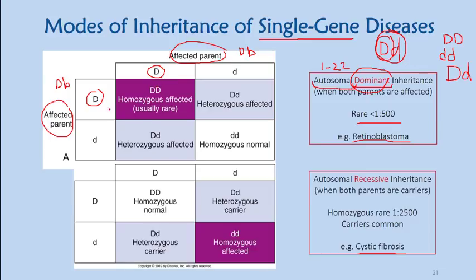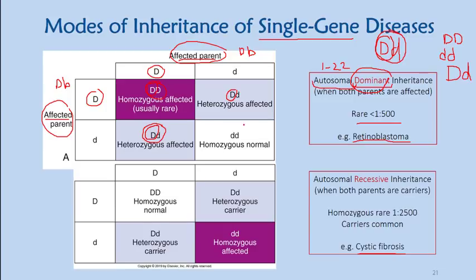So if you have two affected parents, they know their genotype, and they say, we want to know what the odds are when we have children that they'll be normal or affected. And so you can create a Punnett square and show them once it's created. So DD gives us this, Dd gives us this, and so on and so forth. What you can see is that anytime there's a capital D, these people are going to be affected because it's a dominant disease.